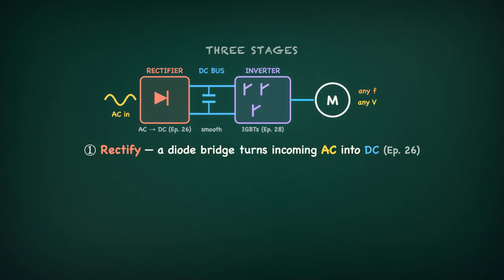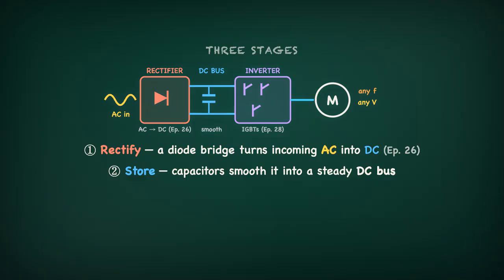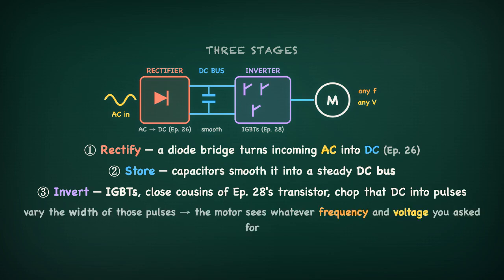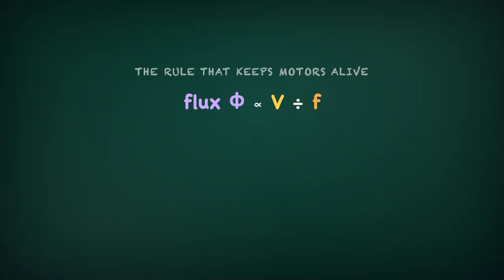3 stages. First, rectify. A diode bridge turns the incoming AC into DC. That's episode 26. Second, store it. Capacitors smooth that into a steady DC bus. Third, invert. A bank of fast electronic switches, IGBTs, close cousins of the transistor from episode 28, chop that DC back into pulses. Vary the width of those pulses, and the motor sees whatever frequency and voltage you asked for.